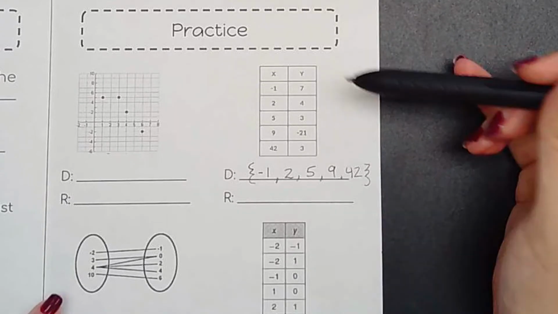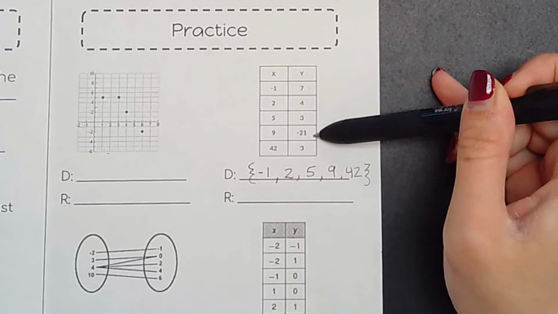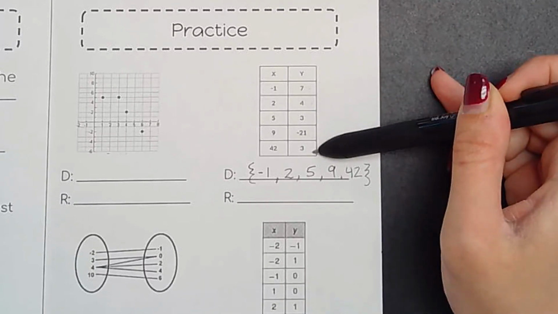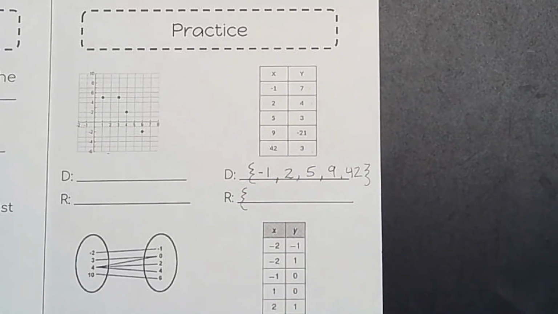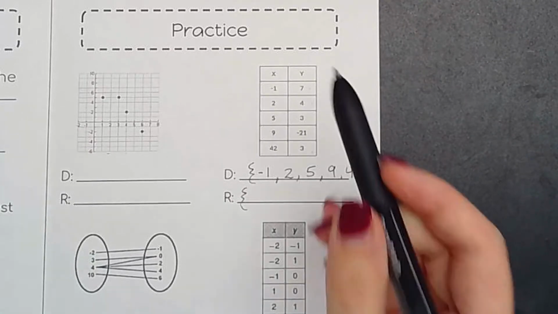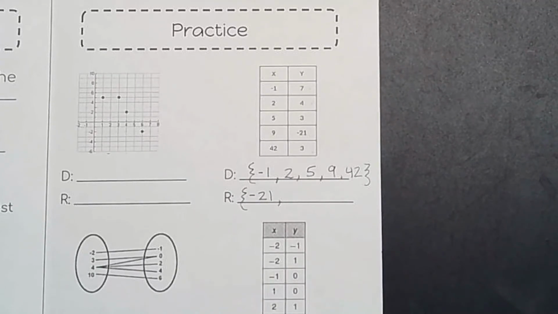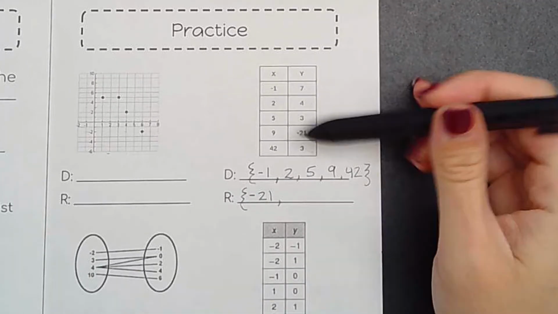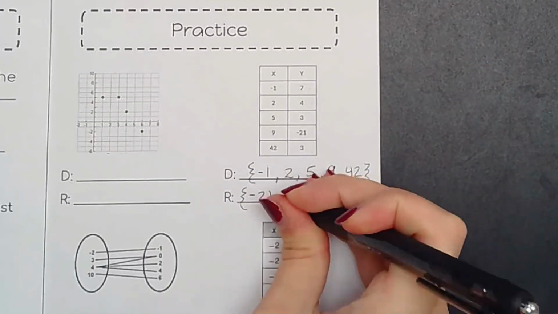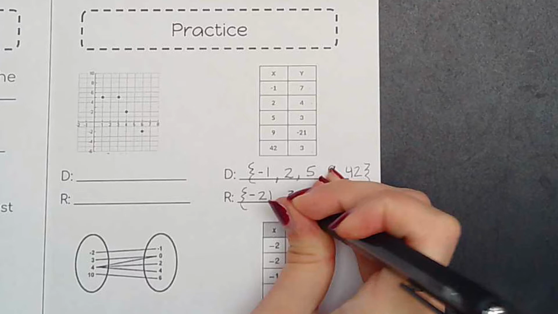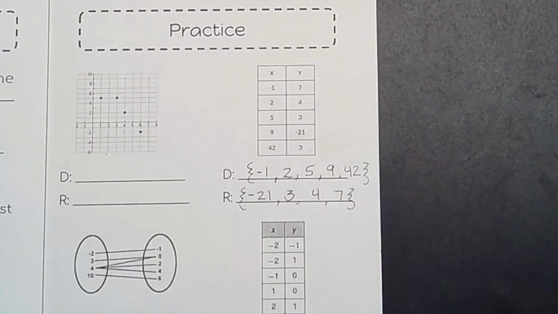For the range, my y values are 7, 4, 3, -21, and 3 shows up again. When I make my list, I start with my squiggly bracket, and I need the smallest y value first. In this case, it's -21. And then I start listing all my other ones. So 3 would come next. 3 shows up twice in my table, but I only write it once when I'm listing out my range. The next number would be 4, and the last one would be 7.